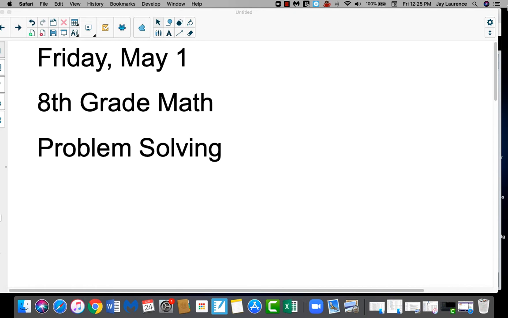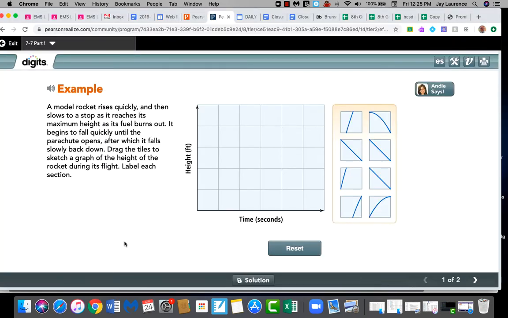We're going to be doing the problem solving section of topic 7. I want to go to digits. There we go. It says a model rocket rises quickly and then slows to a stop as it reaches its maximum height. Do you realize that when you throw something up in the air, if you had a radar gun on it, it would read 0 when it's at its vertex, at its peak? Yeah. Until the parachute opens, which it falls slowly back down, drag the tile.